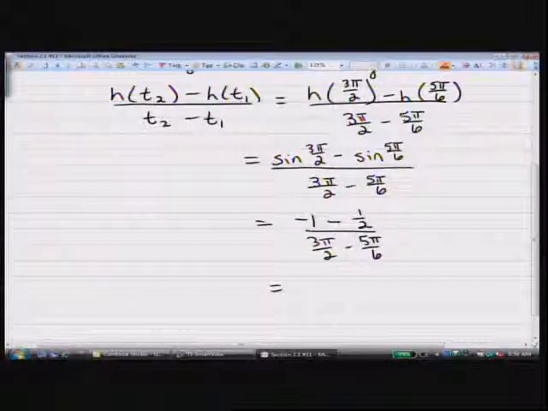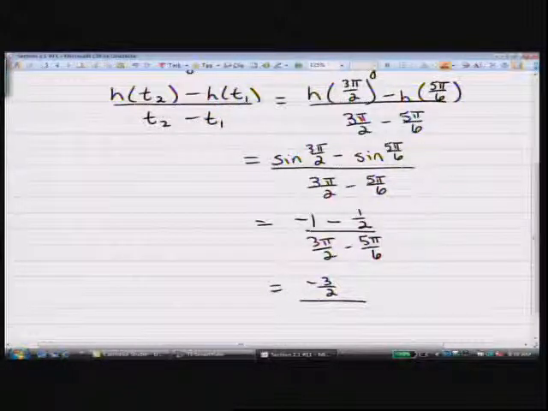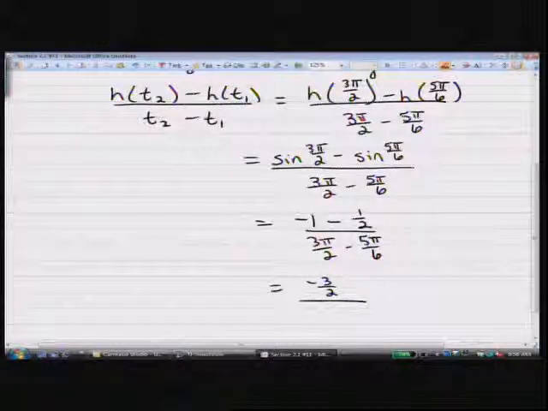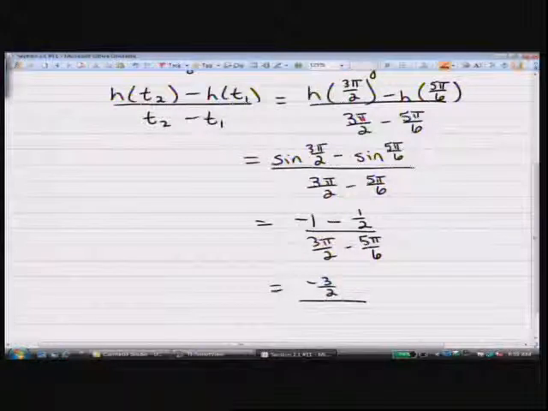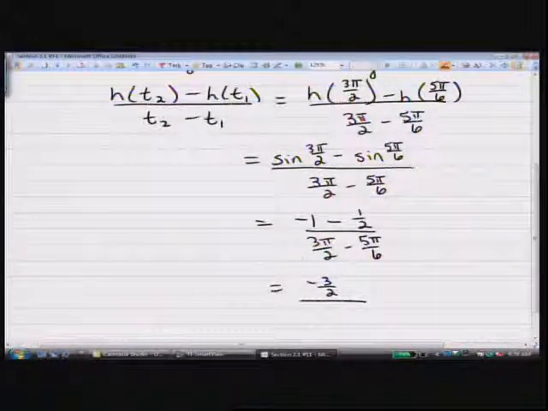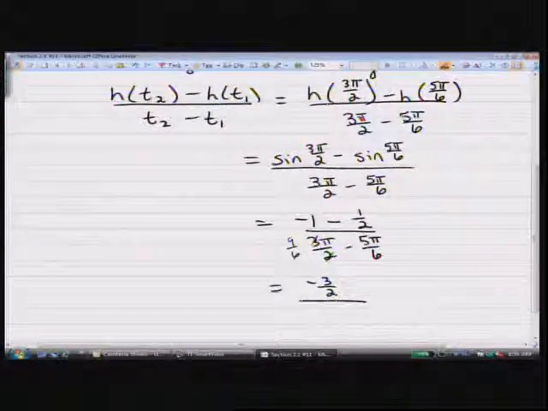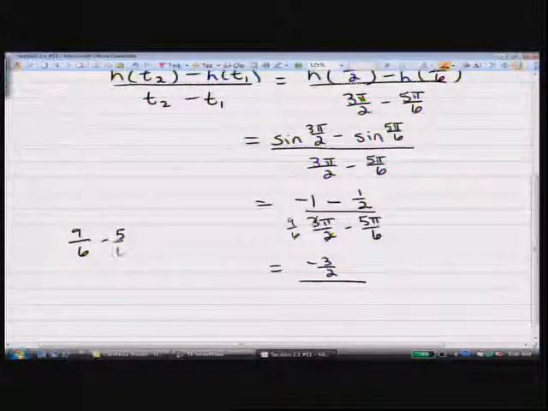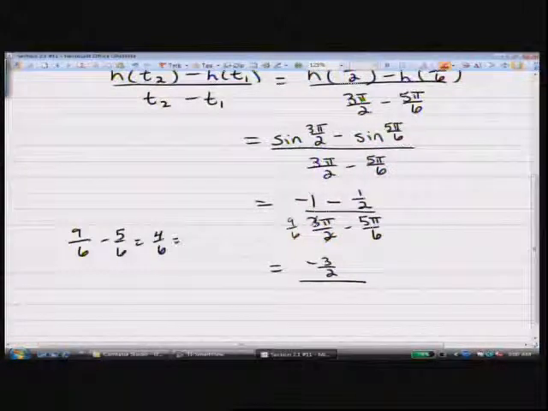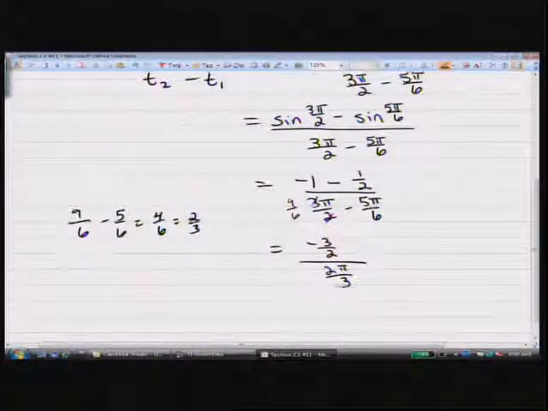Okay, -1 minus 1/2 is -3/2. Then 3 pi over 2 minus 5 pi over 6. Don't worry about the pi's. Just think of them as 3/2 minus 5/6. So if you get a common denominator here, you multiply this on top and bottom by 3 over 3. So this is the same as 9/6, right? 9/6 minus 5/6 is 4/6, which reduces to 2/3, right? And when you just slap a pi on that, that's 2 pi over 3.